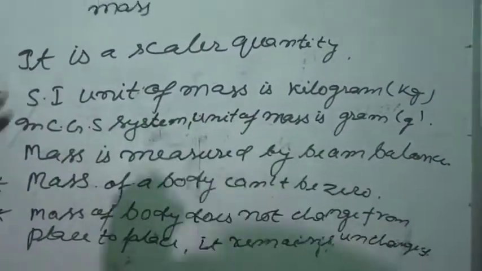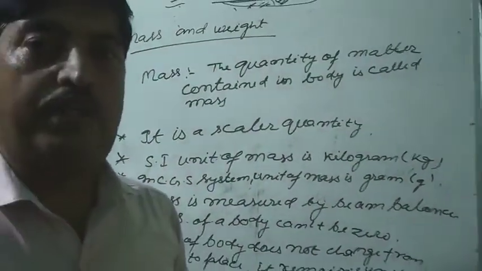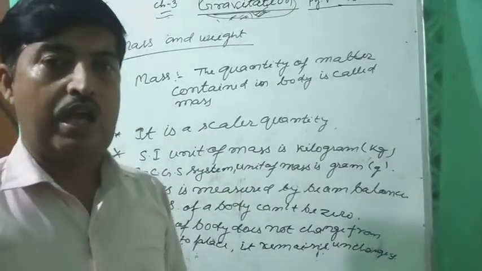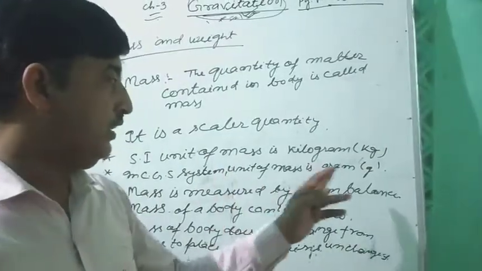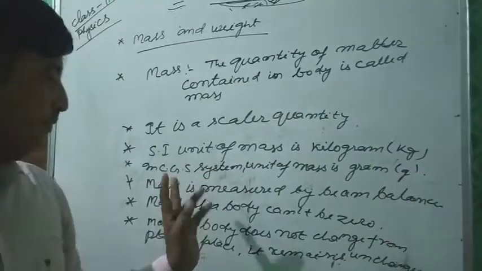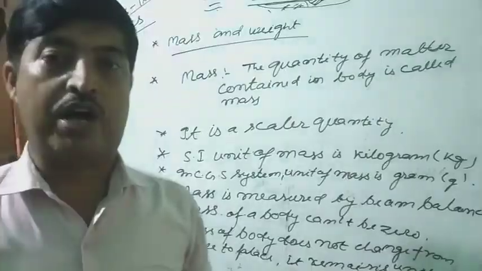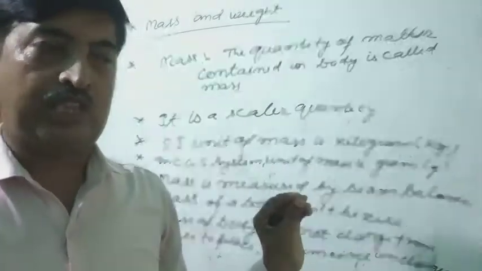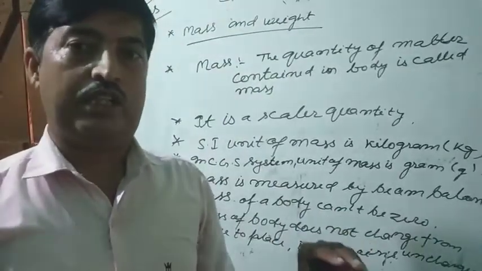So, what is mass? The quantity of matter contained in a body is called mass. Mass is a scalar quantity, and in CGS system, the unit of mass is gram. In SI system, the unit of mass is kilogram. Mass is measured by beam balance, and the mass of a body cannot be zero. It remains unchanged, and the mass of a body is constant in all places.